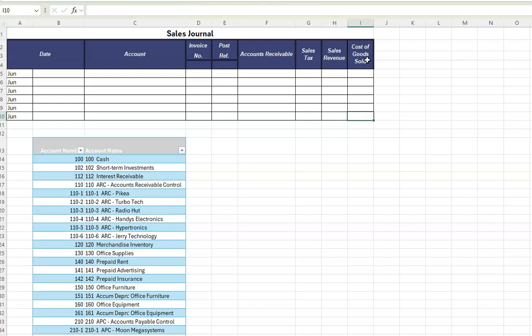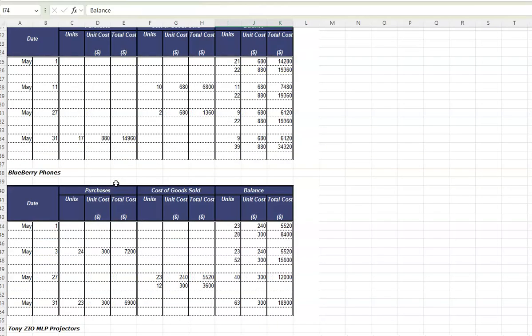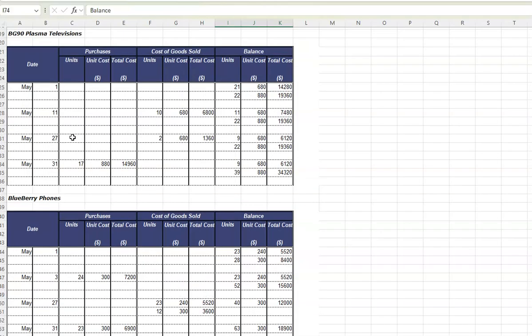And inventory, you're going to debit inventory. You're not going to post to that yet, but you are going to post to the inventory card. So if I buy something, I'm going to go to that inventory card. In this case, it looked like this is in May. We purchased 17 plasma TVs for this cost. And here was our new balance in plasma TVs. So that gives us what the sales journal does.